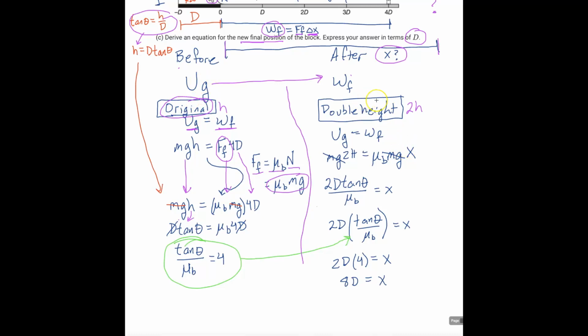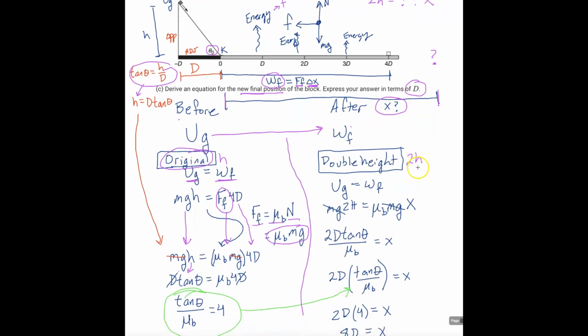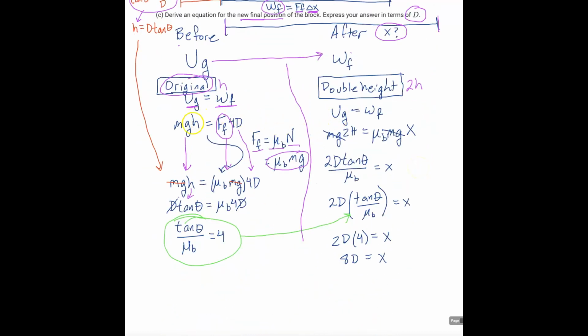Now I'm going to double the height. So I come back up and I say, well, now instead of the block starting here, I'm going to start way up here. So it's even further up because it's double the height. Now instead of just h, I have 2h. And I'm going to make a little h here because that's what we've been using. So I've got mg times 2h is equal to mu b times mgx, just like I had when I did this. But now x, remember, is that new distance that I slide. And that's what I'm looking for. I'm trying to find something for x.